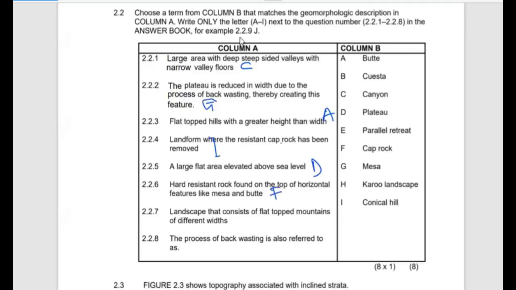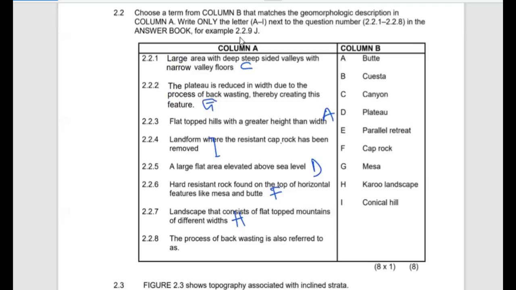Then landscapes that consist of flat-topped mountains of different widths. We are looking at the mesas, the buttes, and the plateaus. They are coexisting in a given area. What name do we give to that landscape? That is the Karoo landscape, which is H.